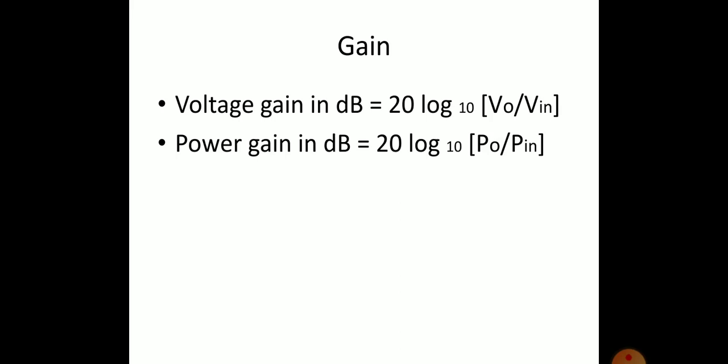Again, as we know, what is the gain? Gain is your output upon input. So voltage gain in dB is given as 20 log to the base 10 of Vo by Vin, and power gain in dB is given as 20 log to the base 10 of P output upon P input.